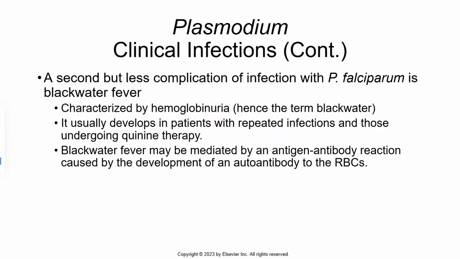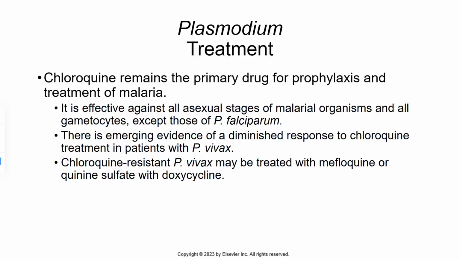Blackwater fever may be mediated by an antigen-antibody reaction caused by the development of the autoantibody to red blood cells. Chloroquine remains the primary drug for prophylaxis and treatment of malaria. So chloroquine is readily available. It's distributed by different health organizations, and that's kind of the go-to drug. It's effective against all asexual stages of malarial organisms and all gametocytes except for falciparum. There's emerging evidence of diminished response to chloroquine treatment in patients with Plasmodium vivax. Chloroquine-resistant Plasmodium vivax may be treated with mefloquine or quinine sulfate with doxycycline.